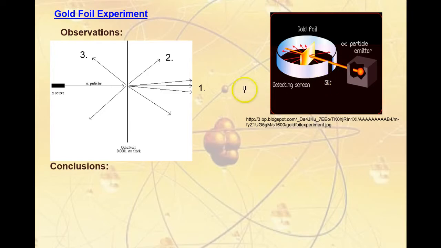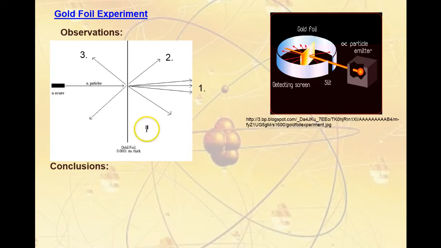So there are 3 observations that were made. What I would like you to do is to stop the video and draw this diagram that you have right here. Do that now. Pause, draw the diagram, and then come back to the video so that you can write down the observations.